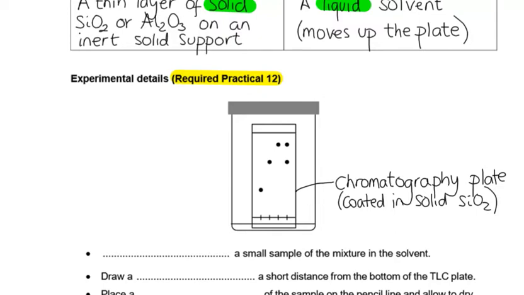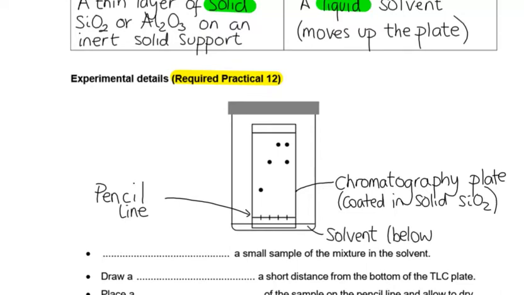We're going to put it into our beaker. We're going to draw a pencil line. It must be in pencil. Remember that if you were to use pen, the pen would run. And we're going to draw that a short distance from the bottom. And we're going to make sure that when we put our solvent, which is our moving phase, in, it is below the line. Otherwise, all your sample is just going to dissolve straight into your solvent. All the things that you've put on that pencil line are just going to drop off and into the liquid at the bottom.